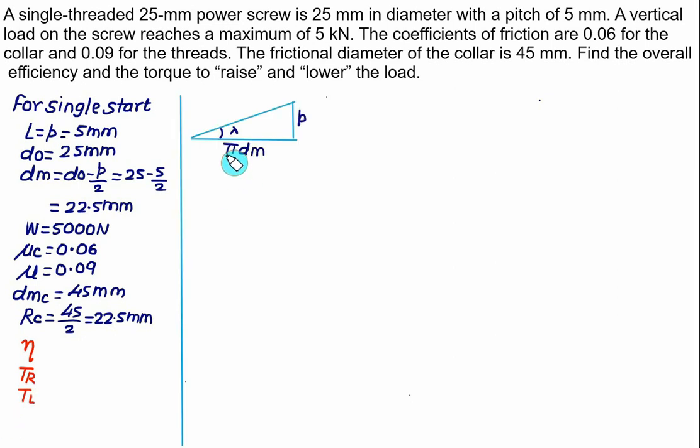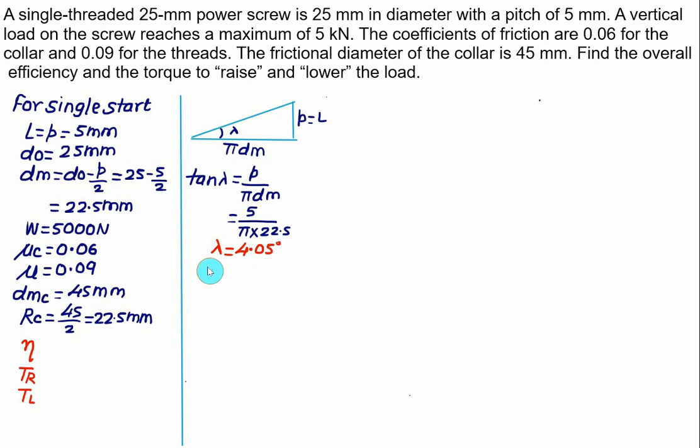From the given right angle triangle we can calculate lambda. If we take tan, it's opposite upon adjacent. So we have tan of lambda is pitch divided by pi multiplied by dm. This is the same as lead also. We have the value of the pitch equal to 5 mm divided by pi multiplied by dm. Dm we have to take as 22.5. Take tan inverse and find out the value of lambda. So approximately we'll get the value of lambda equal to 4.05 degree.